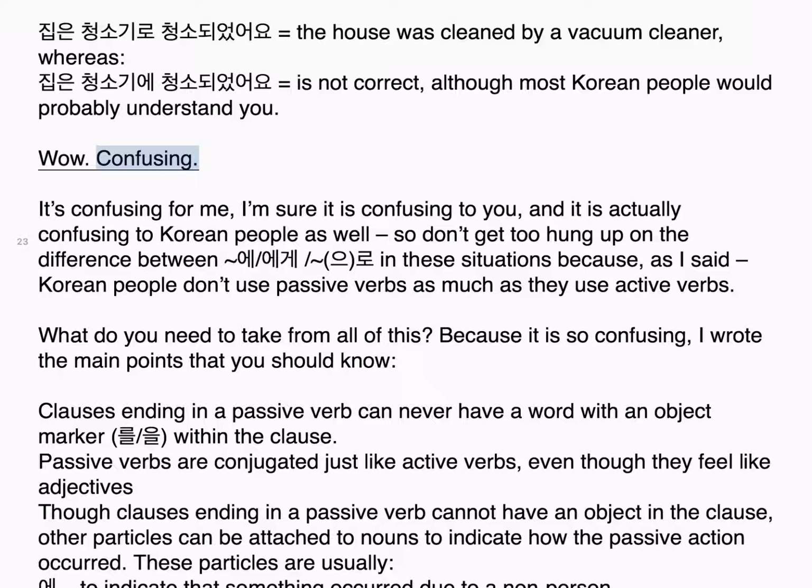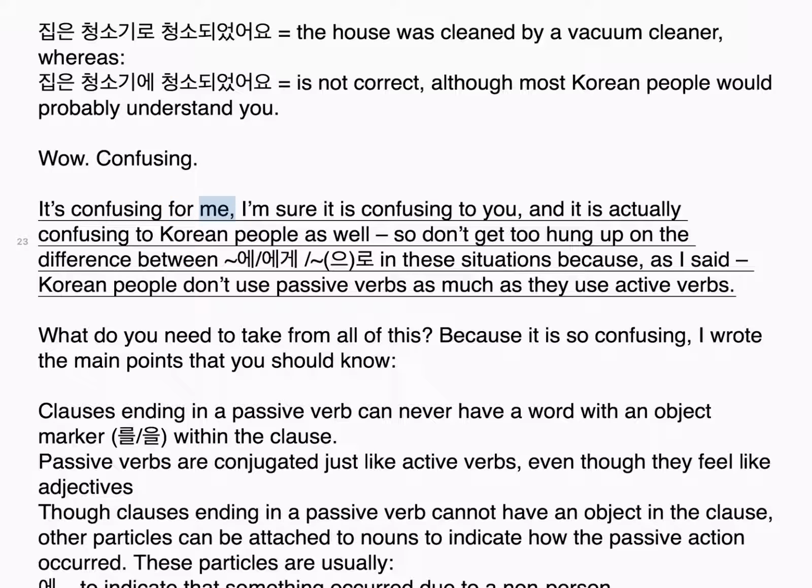Woof. It's confusing for me. I'm sure it is confusing to you, and it is actually confusing to Korean people as well, so don't get too hung up on the difference between 에, 에게, and 으로 in these situations because, as I said, Korean people don't use passive verbs as much as they use active verbs.